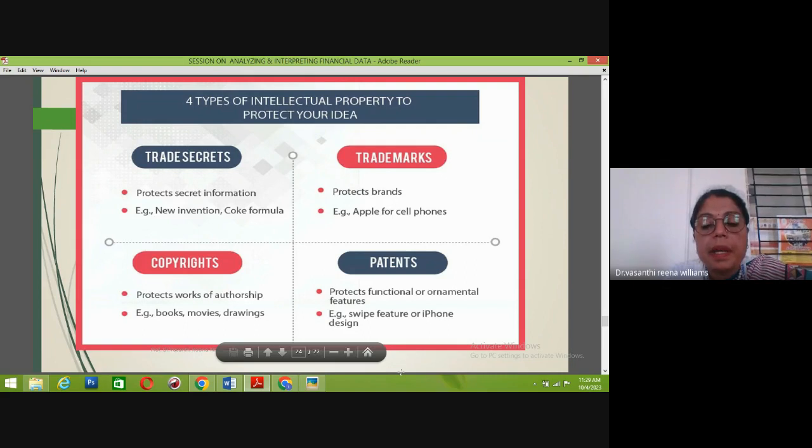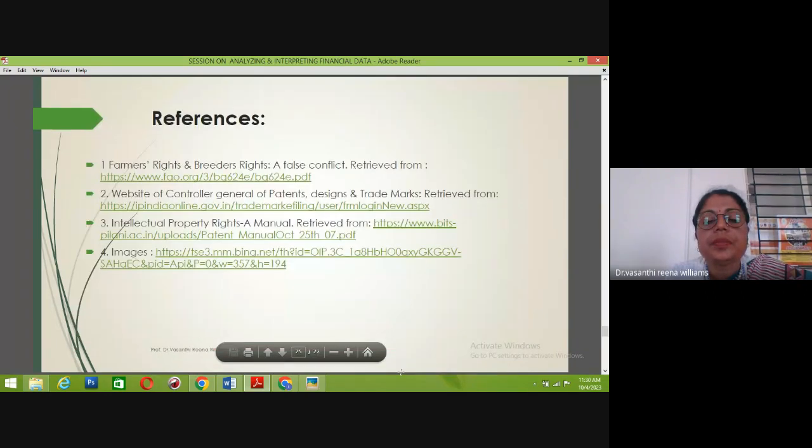And next is patent. Patent is something where you come up with an idea, which can be an improvisation over a product or a new product itself or a service, whatever. Okay, so this is it. Can we go to the next slide?